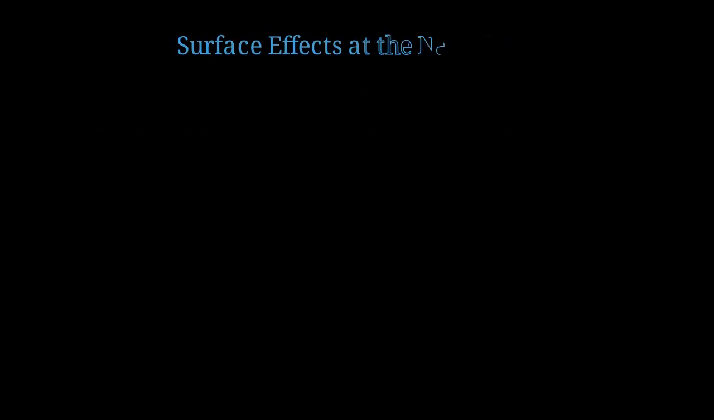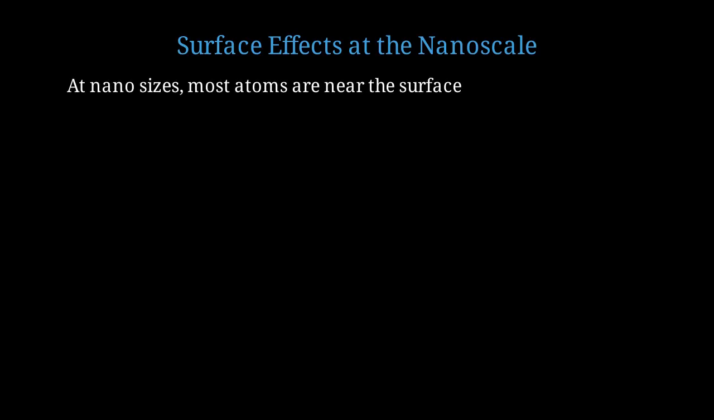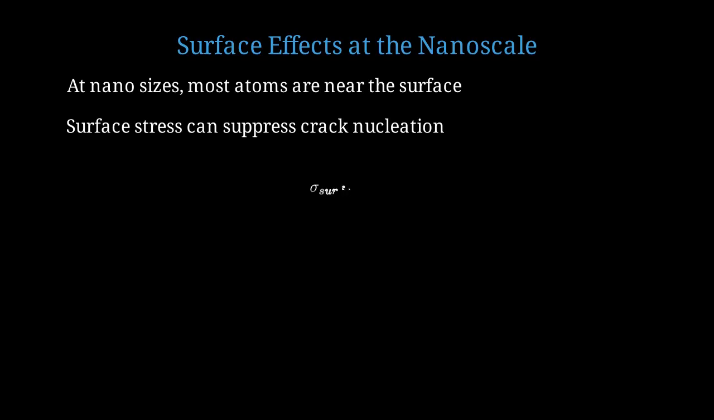There's one more important effect at the nanoscale. Surface effects become dominant. When you shrink down to nanoscale, a large fraction of the atoms are at or near the surface. Surface atoms have different bonding environments than bulk atoms. Surface stress and surface energy effects can actually suppress crack nucleation. The surface atoms create a kind of compressive layer that resists crack opening. The surface stress scales as 2 gamma over r, where r is the radius. As r decreases, this stress increases, providing additional strengthening.